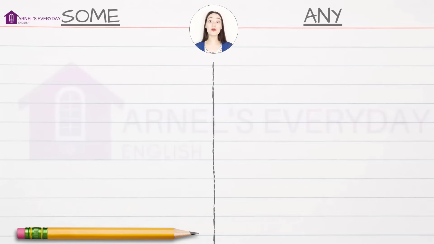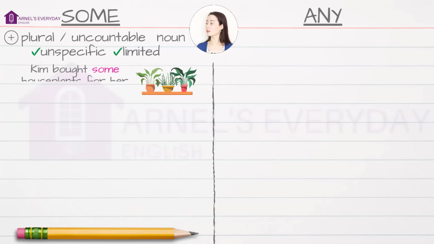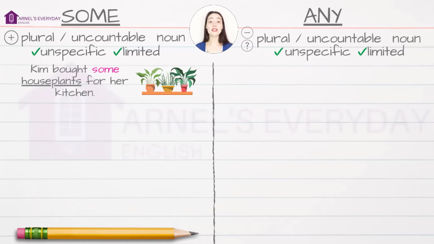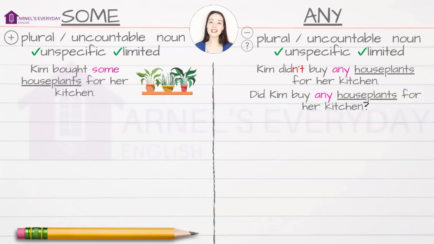Whew, there's already been a lot of information in today's lesson. I think we need a mini review. Are you ready? We use some with plural or uncountable nouns in a positive sentence to mean an unspecific, limited amount. Kim bought some houseplants for her kitchen. If you want the negative or the question form, use any. Kim didn't buy any houseplants for her kitchen. Did Kim buy any houseplants for her kitchen?